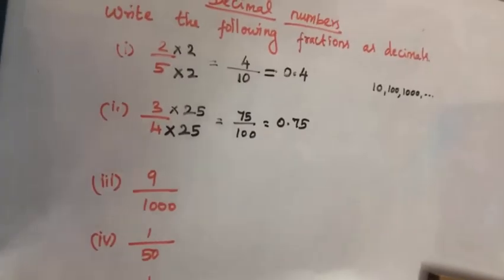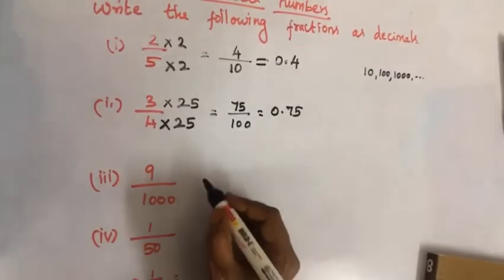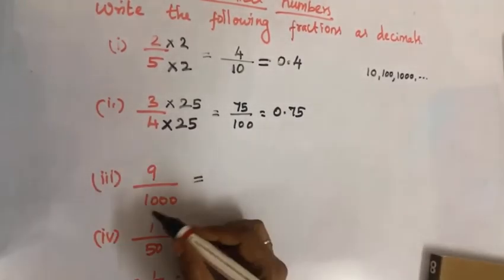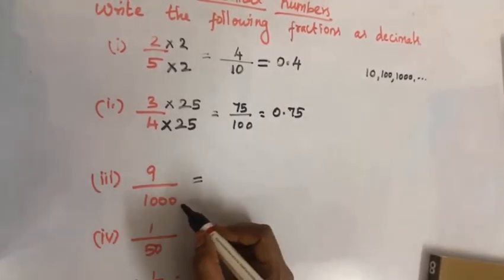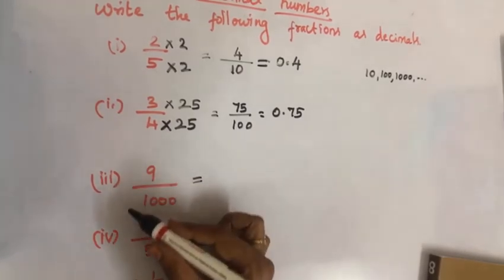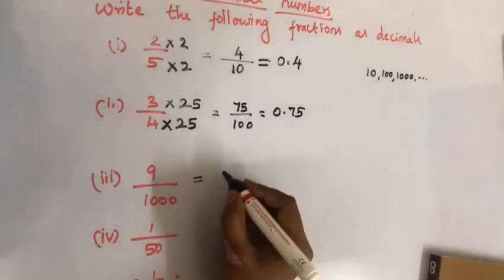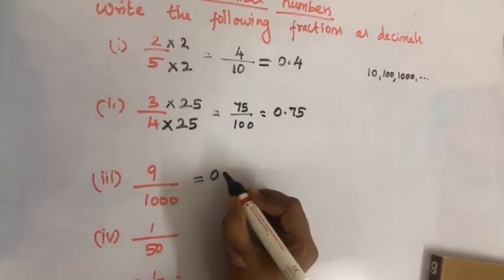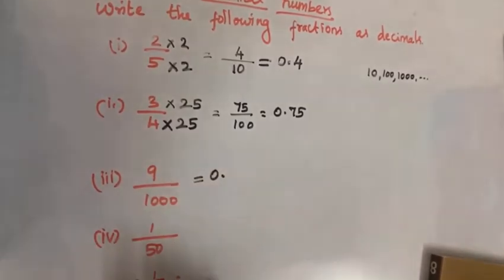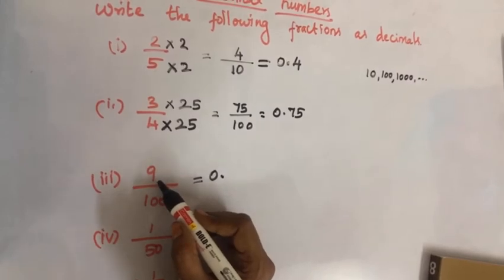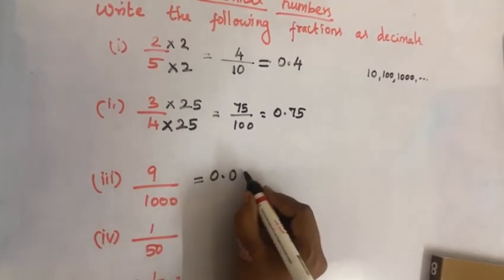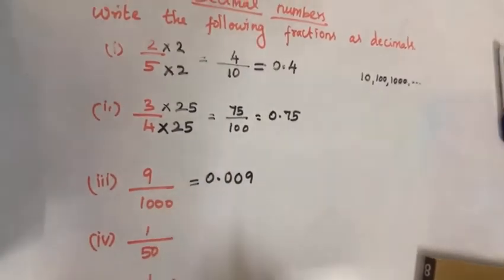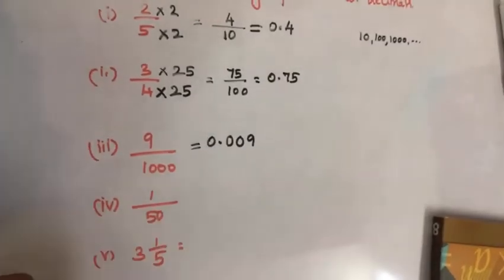Now the third one, 9 divided by 1000. Here in 1000, no need to convert, it's already 1000. So we can write it directly. 1000 means there should be 3 decimal places, right? Only one digit is there, so we have to write 2 zeros and then write 9. 0.009, right?